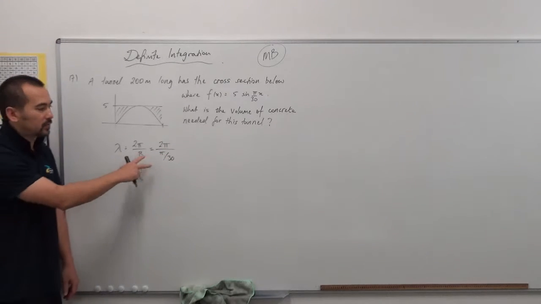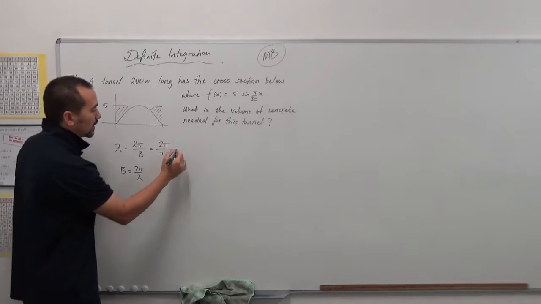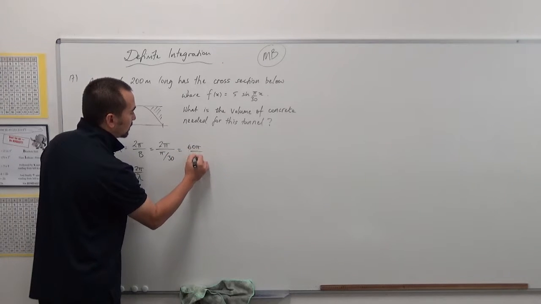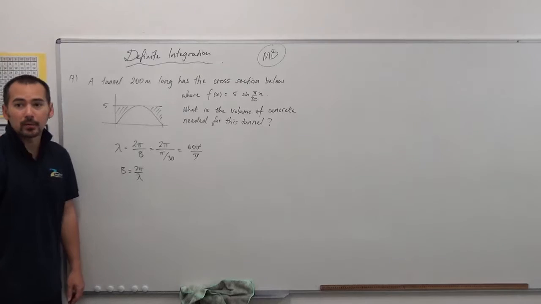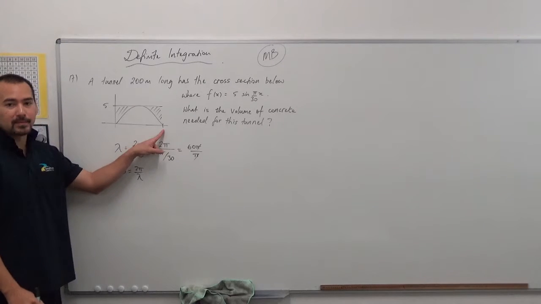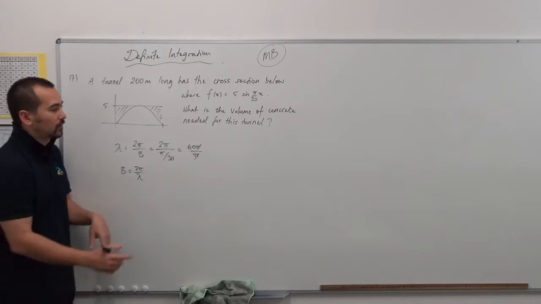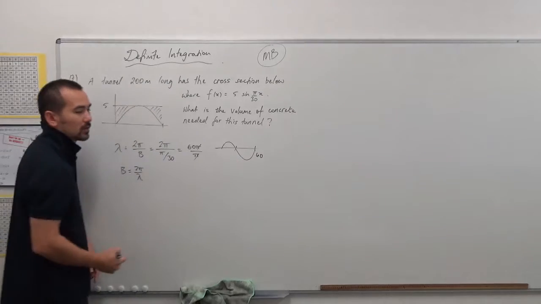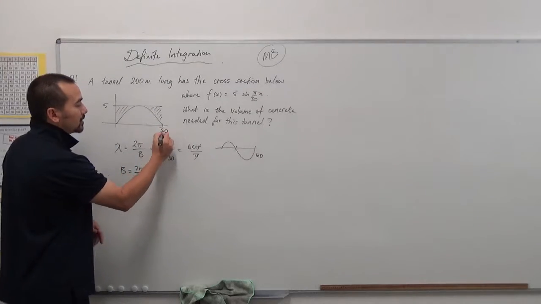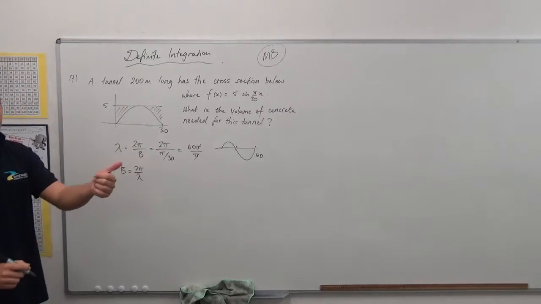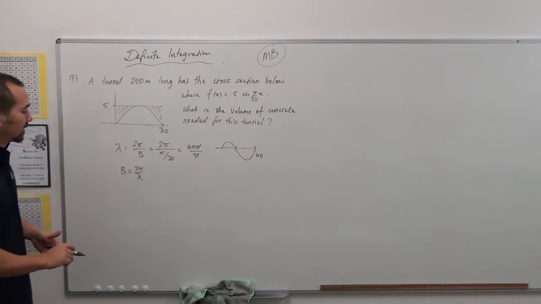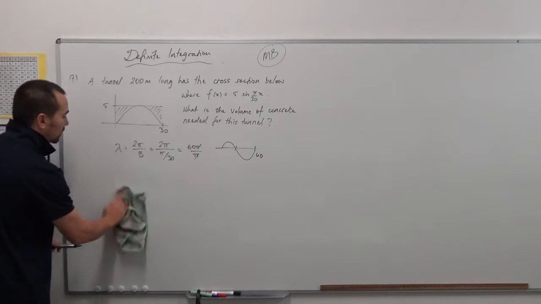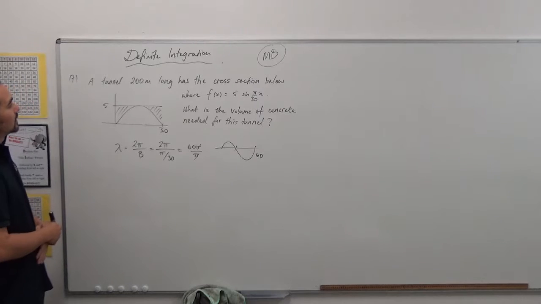Okay. So we're going to need to rearrange this now, and we get 60 pi divided by pi, pi's cancelled, so our wavelength is 60. Now, does that mean that's 60? No. Because that there would be 60, so halfway would be 30. So Aiden just saw that, and that's good for you, Aiden. Well done for picking that up. All right. Let's keep going.